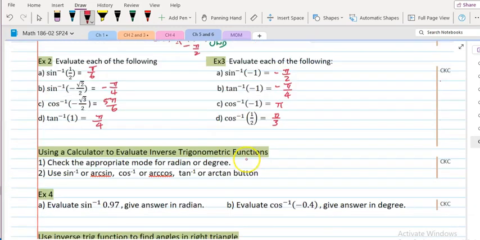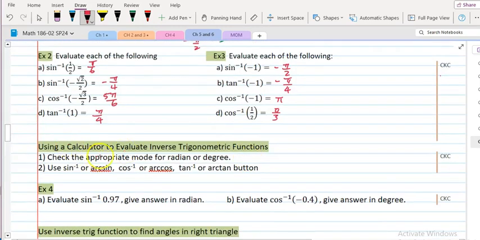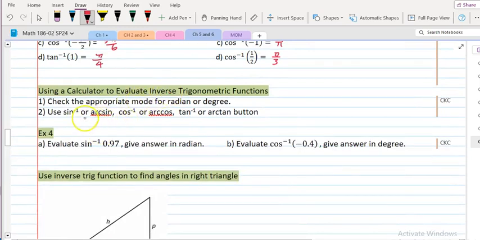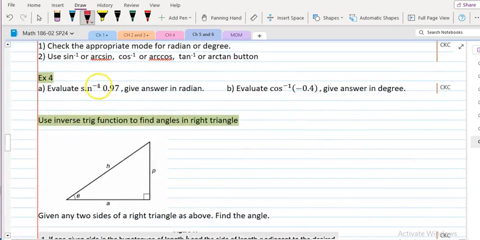Okay. So let's look at using a calculator to evaluate inverse trig functions. Check the appropriate mode for radians or degrees. This is always the case if you're just looking at a value. You have to make sure that your answer is in the right mode. This is the input, and you have to look at where your answer is. So set the mode first, because otherwise it will give you an angle in the wrong units.